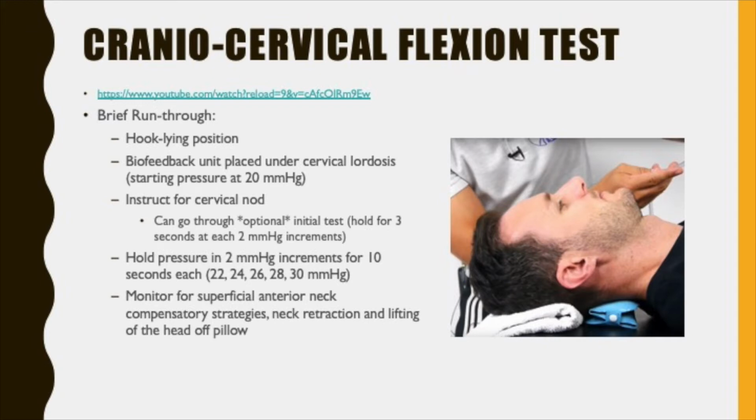You'll instruct the patient to perform a cervical nod, and you can go through an optional initial phase of the test to see how high the patient can get in increments of 2 millimeters of mercury towards 30. But the real test is how long they can hold each of those increments, the goal being 10 seconds. The biggest thing here is to monitor the superficial anterior neck musculature to make sure that they are not compensating, because the test is meant for those local, deep anterior cervical musculature that we talked about earlier.